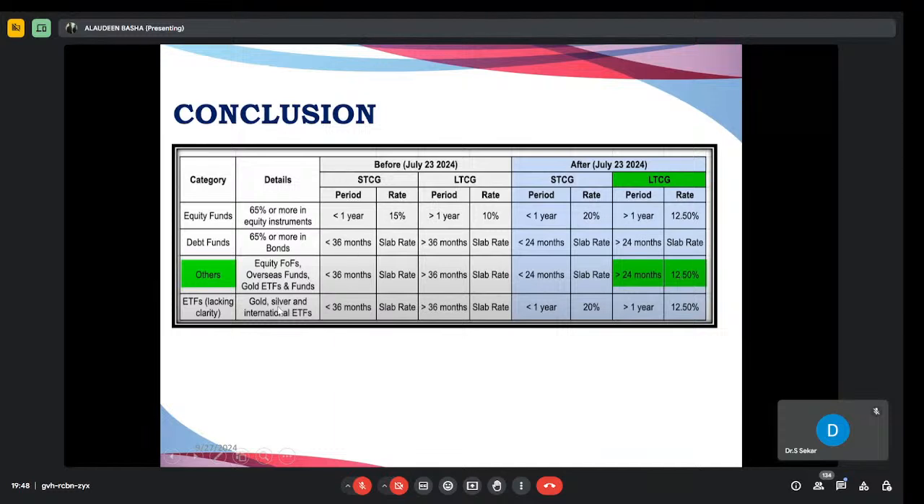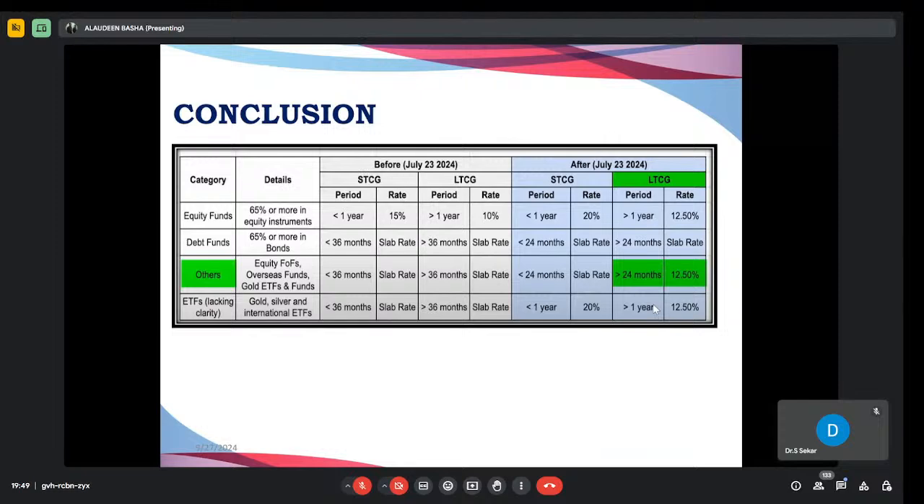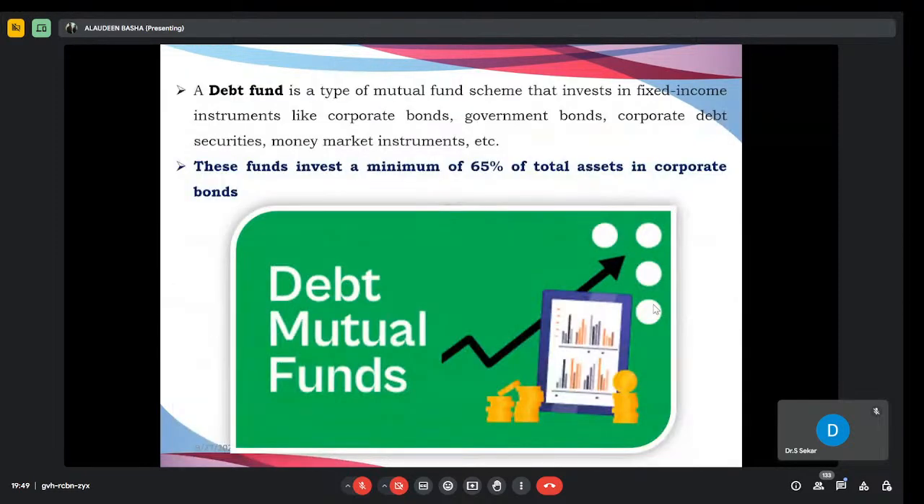Similarly, for gold or silver ETFs, all the procedures are the same, 1 year for 12.5%. There is no change in ETFs. Okay, so these are the main points in the slabs. It should be useful for your future when you are going to invest.